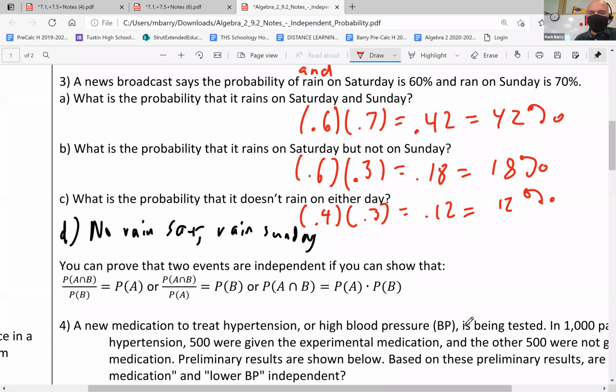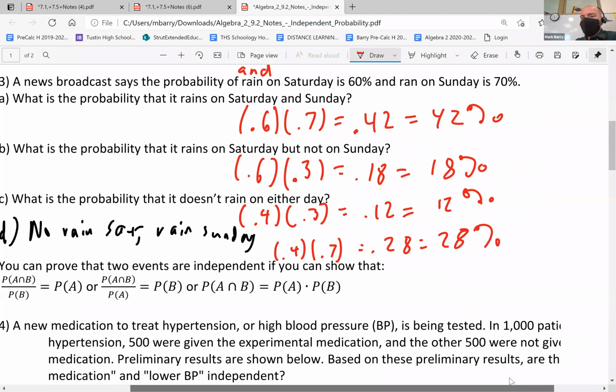So what would be the probability for no rain on Saturday and rain on Sunday? So that would be 0.4 on Saturday and then 0.7 on Sunday. So that would be 0.28 or 28%. Okay. So there is all of our possibilities. Rain on both days, rain just on Saturday, no rain, and then rain just on Sunday.